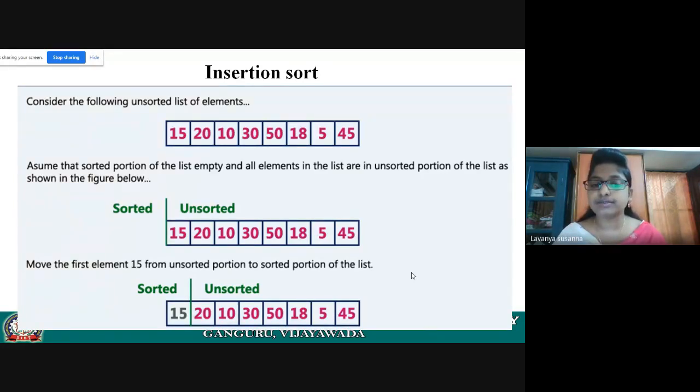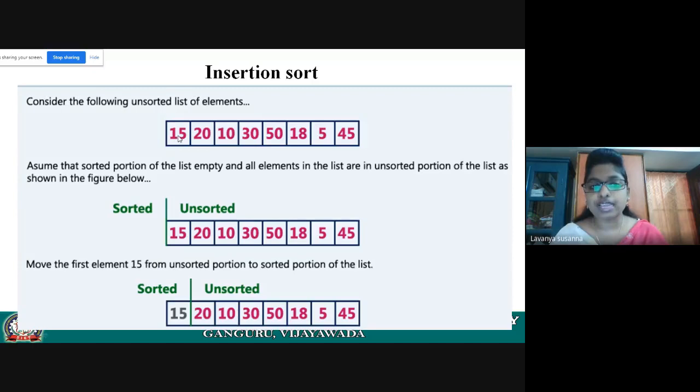Please see the algorithms in that material. Sometimes I may not explain it. Just go through those algorithms. Please see the algorithm of insertion sort in your material. I will explain only this example right now. Okay, note down, students. Insertion sort. Keep the heading insertion sort and note down.